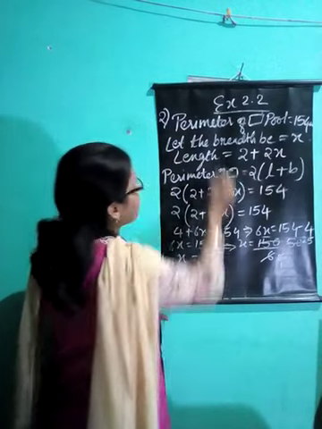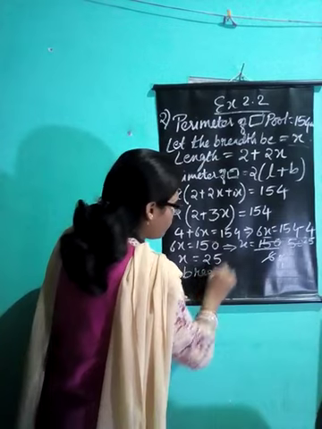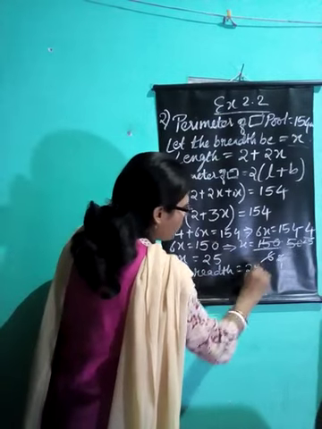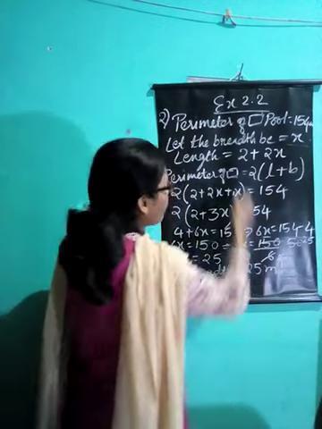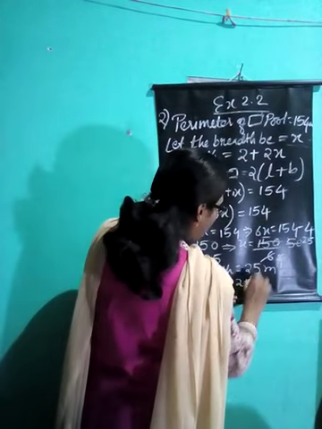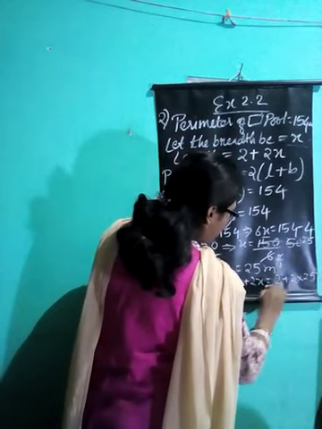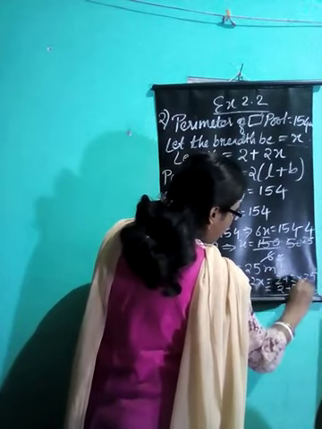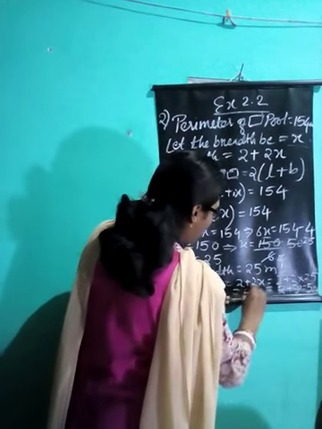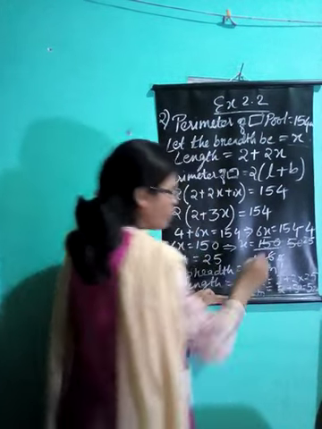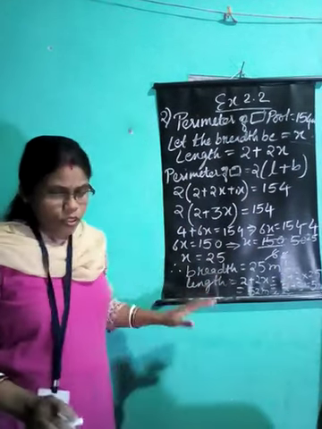Therefore, what is your x? x is your breadth, remember that. So breadth is equal to 25 meters and your length is equal to, put the value, 2 plus 2x. It means 2 plus 2 into 25, so you get 2 plus 50. You get 52 meters. That is, length is equal to 52 meters and breadth is your 25 meters. This is your answer to the second question.